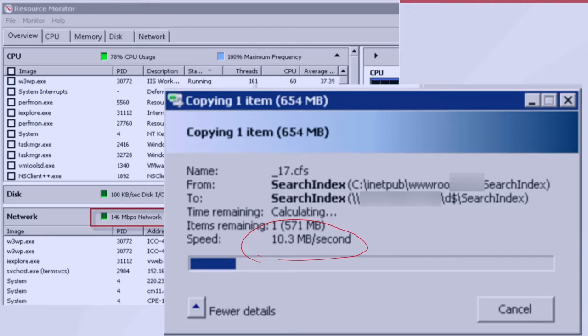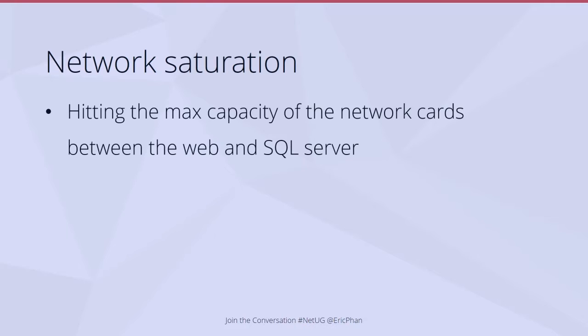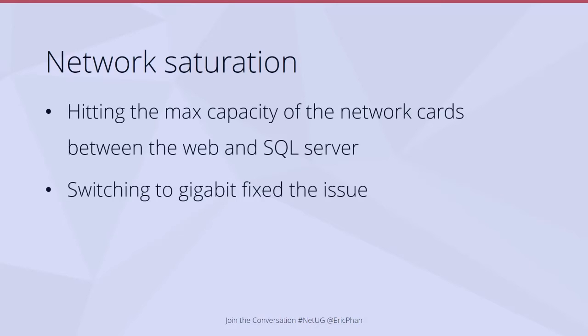Now, we didn't think this was a problem because when we asked the hosting provider to provision the network, we asked for gigabit connections. So more face palming. So network saturation was the issue. This is another symptom where if you see nothing's happening in terms of CPU and RAM, it could be network contention. Okay, so we got them to fix up that network to gigabit, and that fixed that problem.